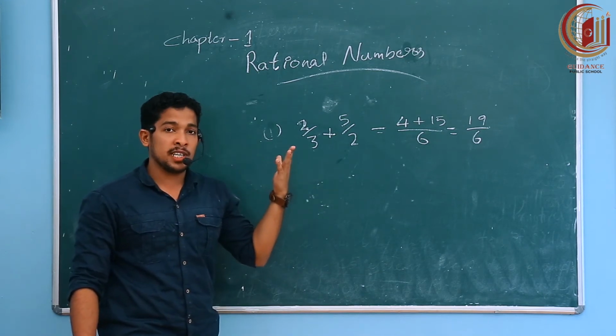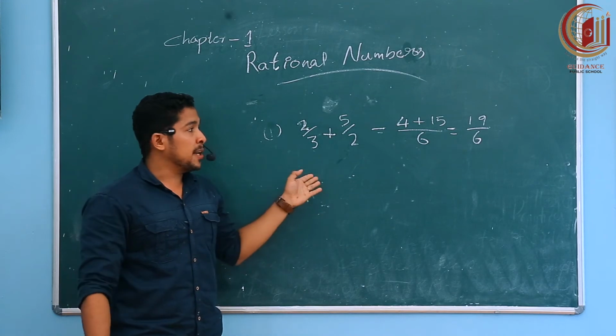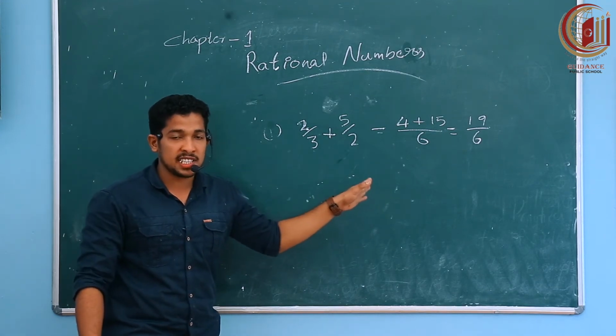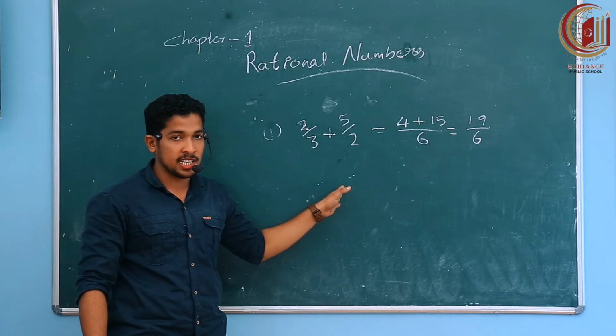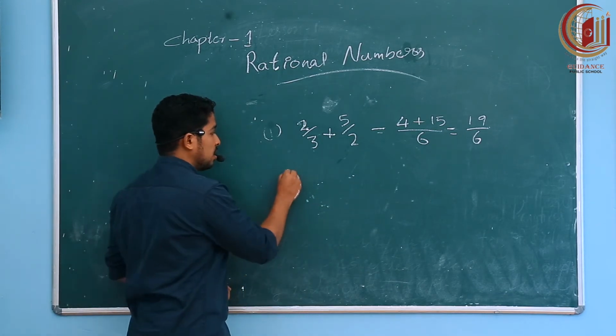Consider any two numbers a and b. a plus b is also a rational number. It means rational numbers are closed under addition. I will give you one more example. Second question.